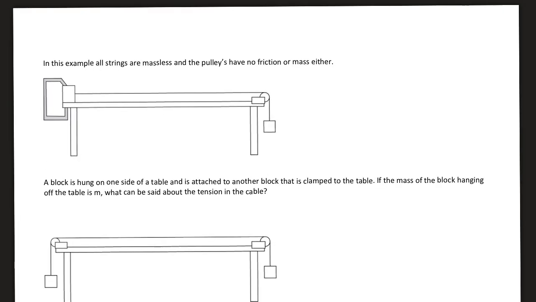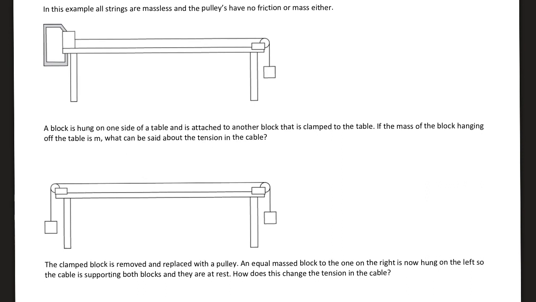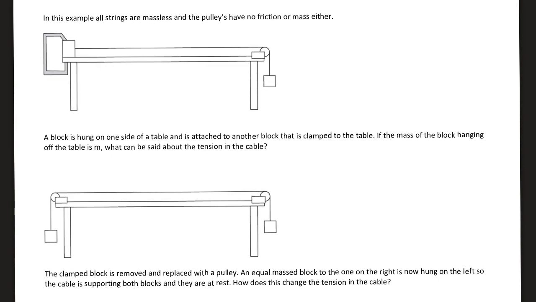So the first thing it says, in this example, all the strings are massless and the pulleys have no friction or mass either. And again, I just whipped this together, so I don't know how great this is going to be. There's probably lots of things here I want you to be able to do, but it might not be perfect. So I'll make adjustments as we go to tell you how I think it's good for the test and how I think it's probably not great for the test.